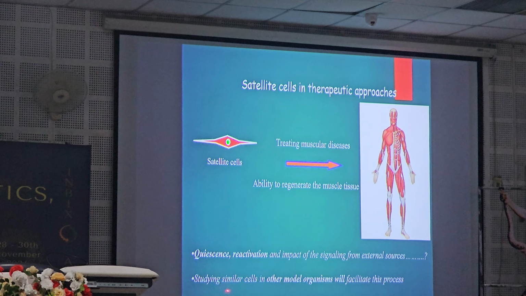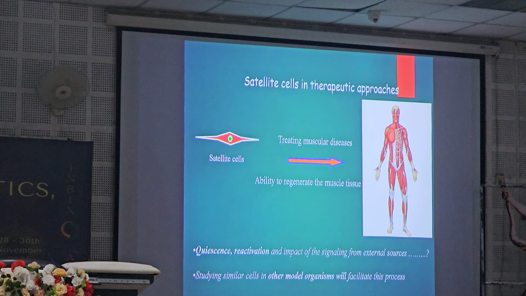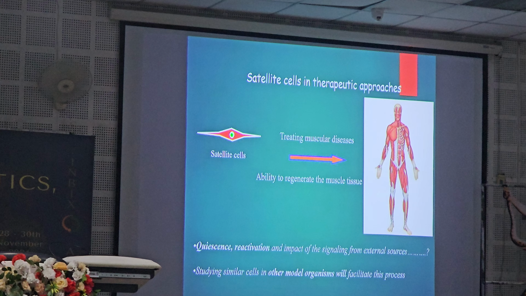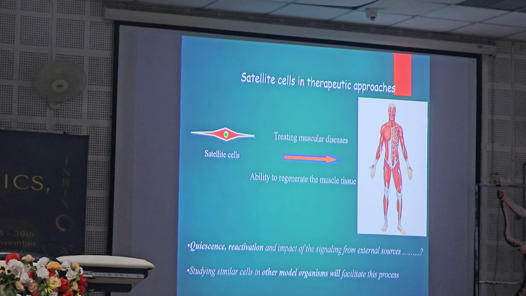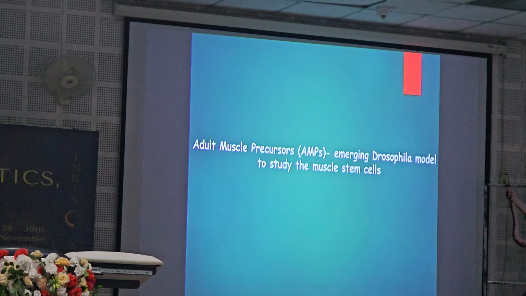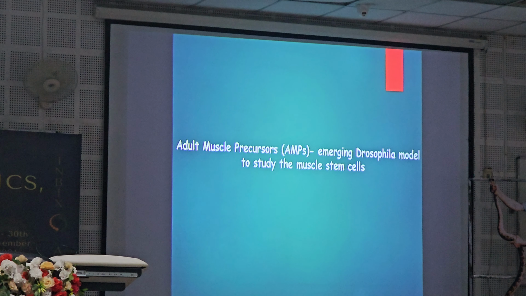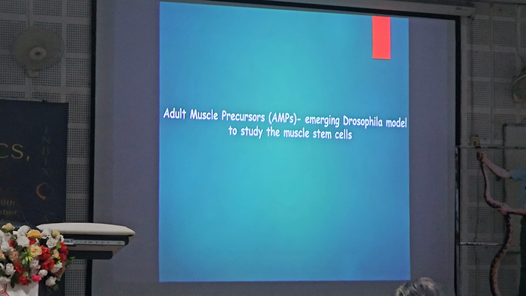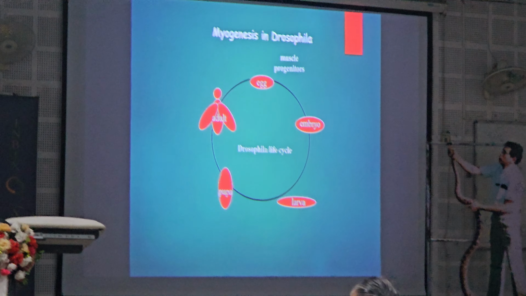For example, studying them in model organisms like Drosophila will facilitate understanding the mechanisms that control both quiescence and proliferation. AMPs, adult muscle precursors, are one of the best model systems to study muscle stem cells in invertebrate models. When I was doing my PhD, I started to work on this.